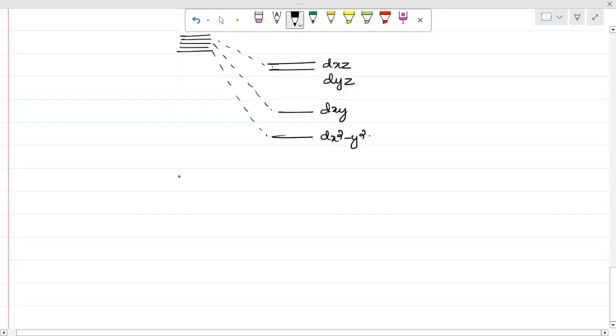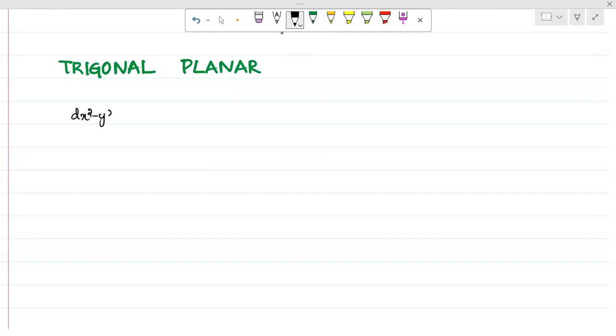Then we have trigonal planar. What is trigonal planar? I'll write the order, okay? dx squared minus y squared is equal to dxy, which is greater than dz squared. And then you have dxz, dyz. This is trigonal planar.